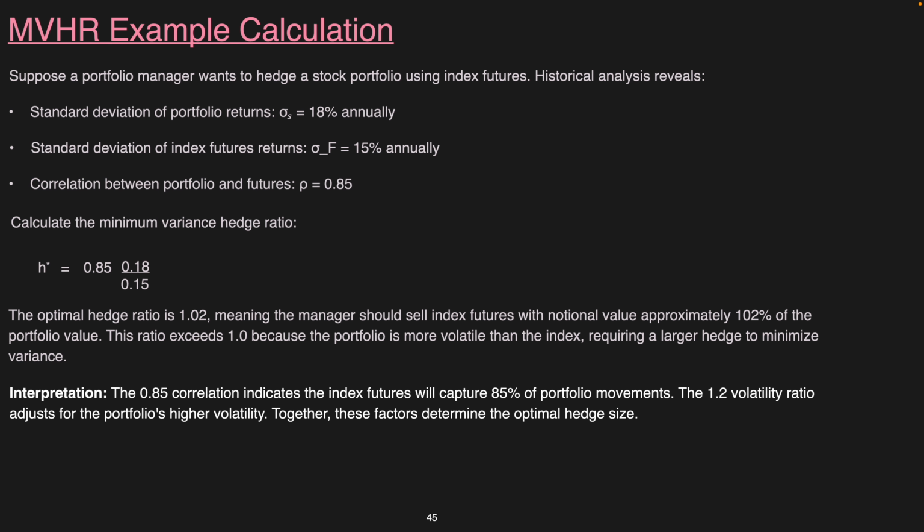As I have explained, the 0.85 correlation indicates that the index futures will capture 85% of the portfolio movements. The 1.02 volatility ratio adjusts for the portfolio's higher volatility. As I have already explained, standard deviation means volatility. You should understand sigma s. As soon as it comes, you have to understand it is volatility. So the portfolio volatility is higher than the index futures volatility. Hence, the hedge should always be higher than the portfolio value which you have taken.